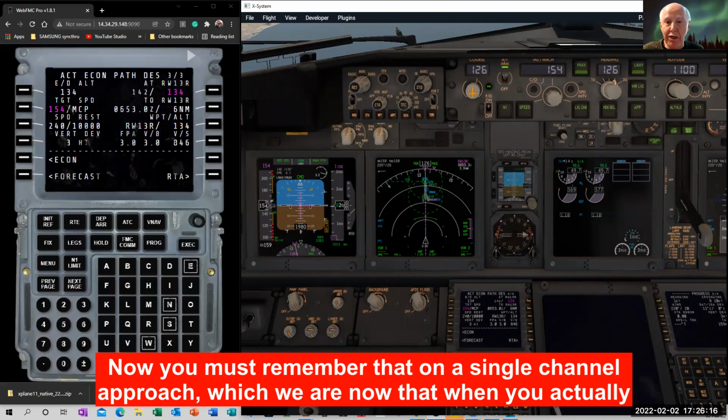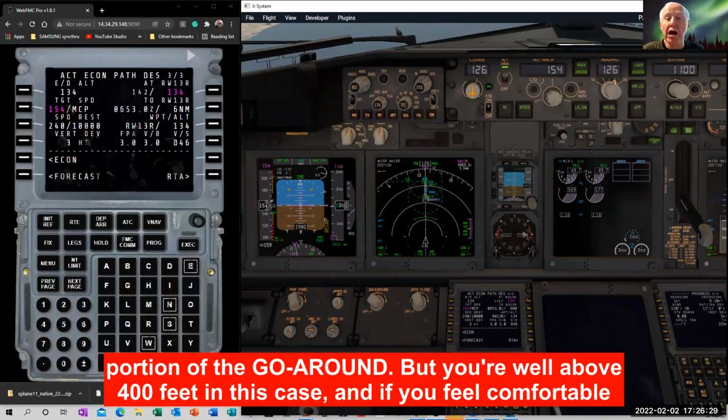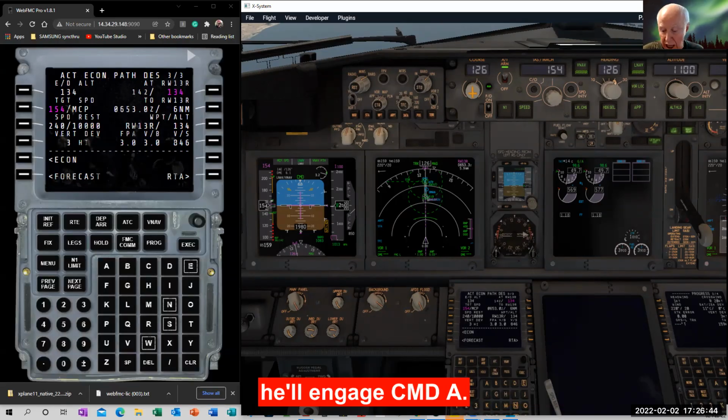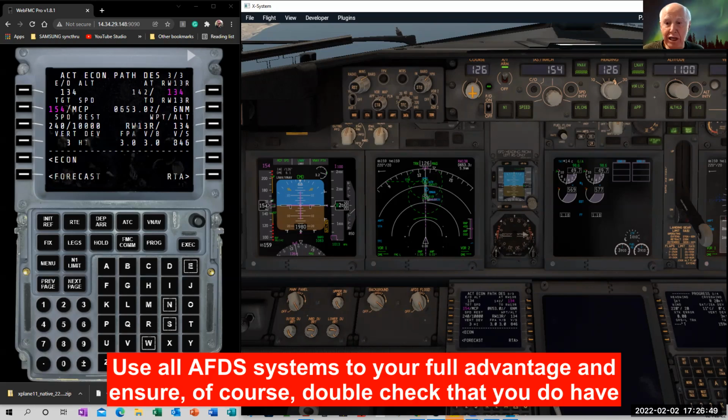Now, you must remember that on a single channel approach, which we are now, when you actually select TOGA, the autopilot will disengage. So you'll be manually flying the aircraft for that first portion of the go-around. But you're well above 400 feet in this case, and if you feel comfortable and the aircraft is in trim, engage the autopilot. In this case, the captain's doing the flying, so he'll engage Command A. Use all AFDS systems to your full advantage.